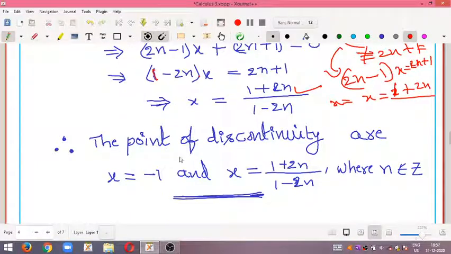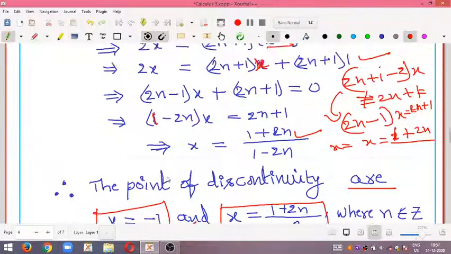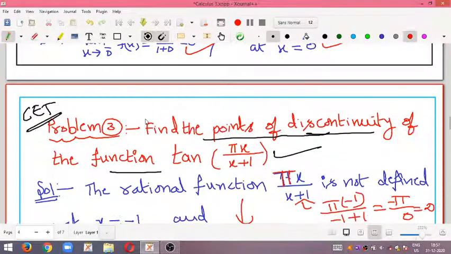Therefore, the points of discontinuity are x is equal to minus 1 and x is equal to (1 plus 2n) by (1 minus 2n), where n belongs to Z. This is the most important problem for competitive level examinations.